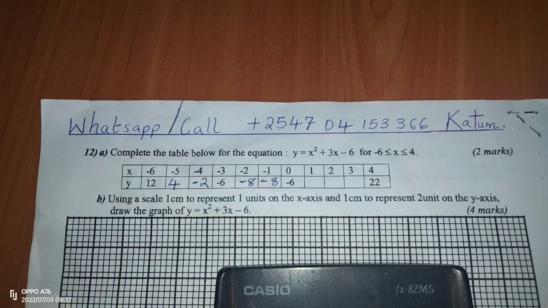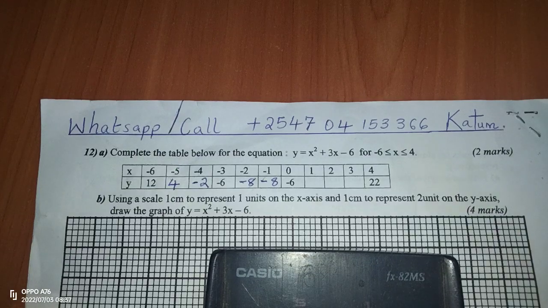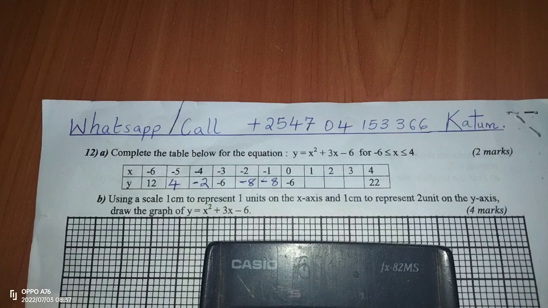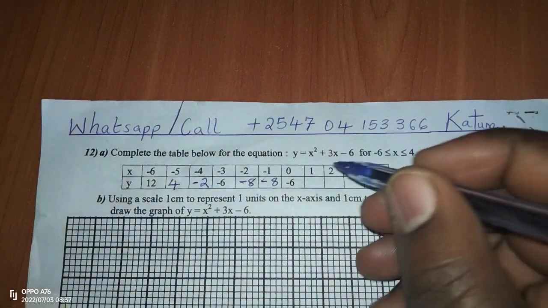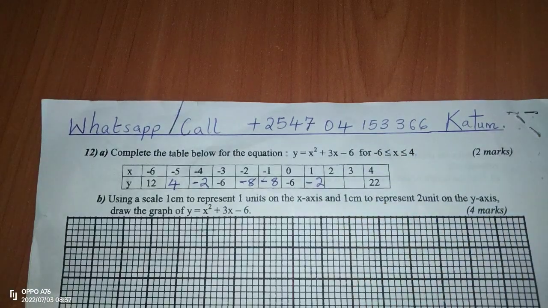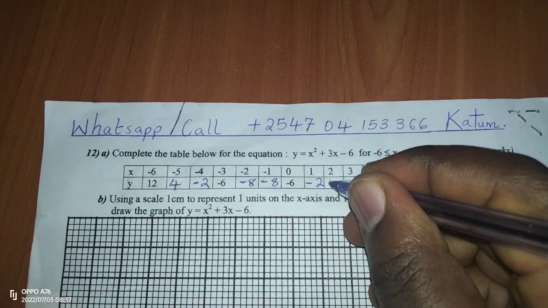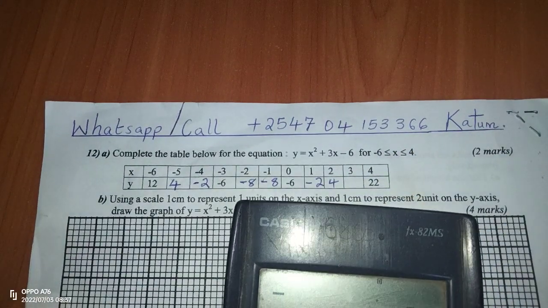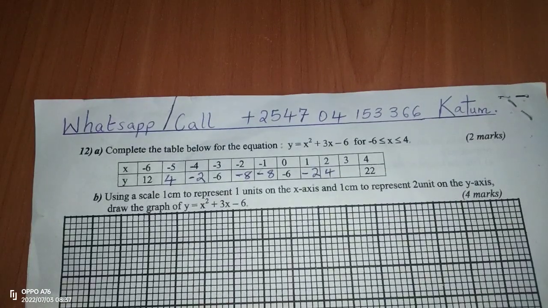-8. We again have a +1 because at 0 we have -6. So let us look at +1, whereby we will have 1 squared plus 3 into 1 minus 6. This gives us -2. At +2, we will have 2 squared plus 3 into 2 minus 6. We will have +4. And finally, at x equals 3, so 3 squared plus 3 into 3 minus 6. This gives us +12.